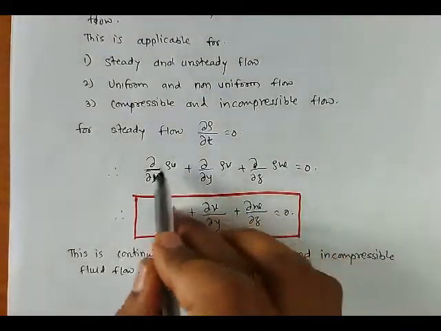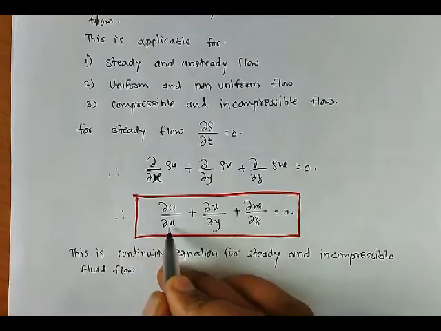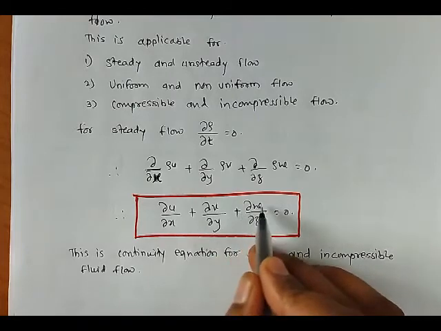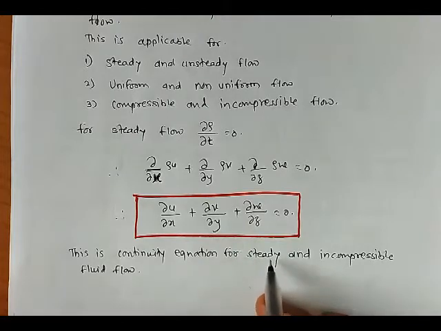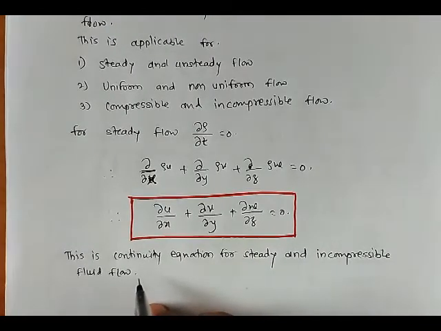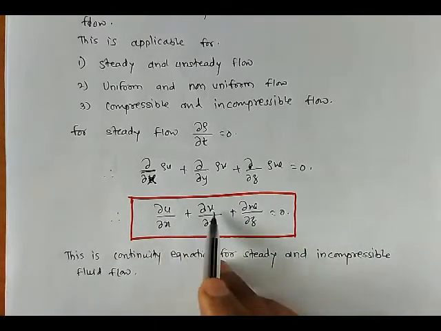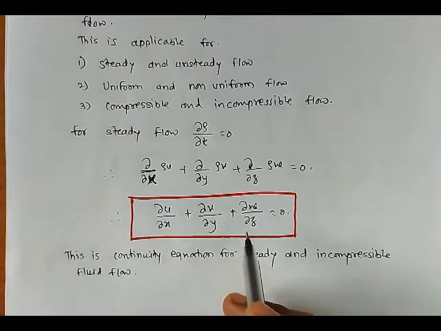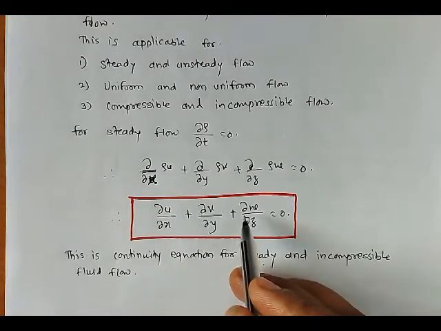Now if you take ρ common and move everything to the other side, it is equal to 0. So we have ∂u/∂x plus ∂v/∂y plus ∂w/∂z is equal to 0. This is the continuity equation for steady and incompressible fluid flow. If you see here, this equation contains only the velocity components in the x, y and z directions. So this is the continuity equation in the Cartesian coordinate system for steady and incompressible fluid flow. If you consider compressible fluid flow, we have to multiply here the density.